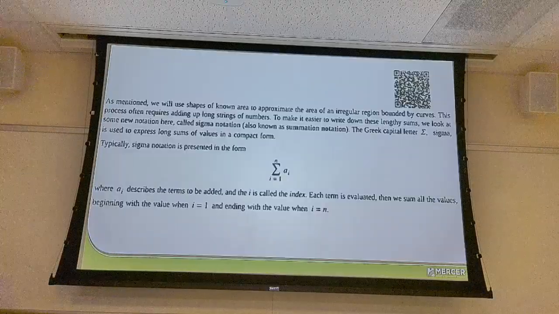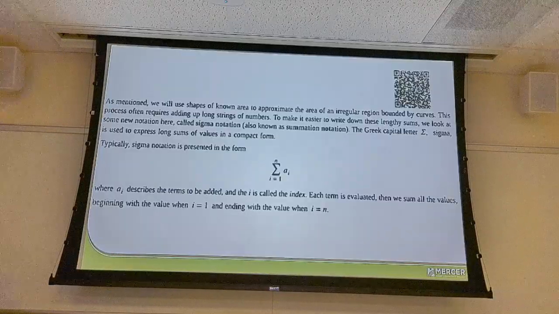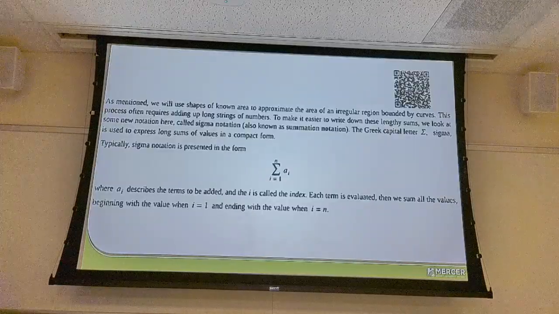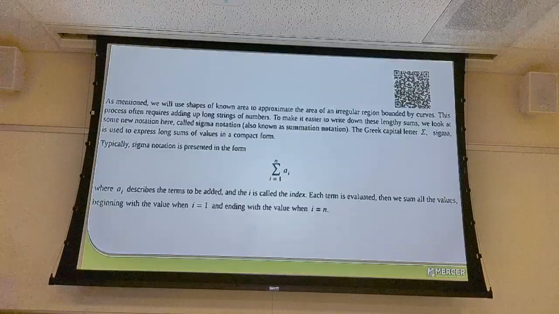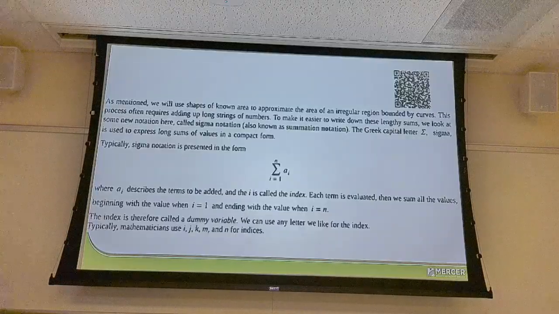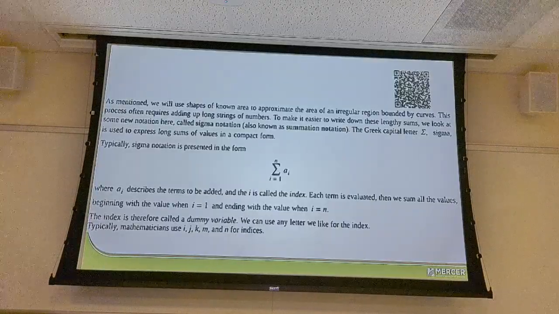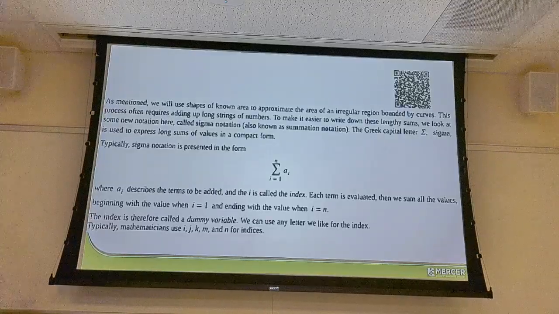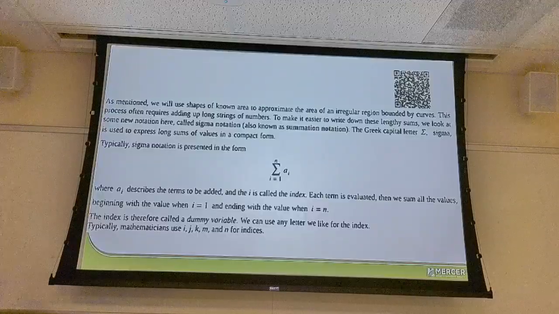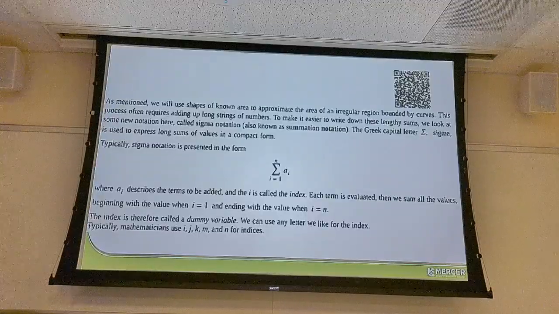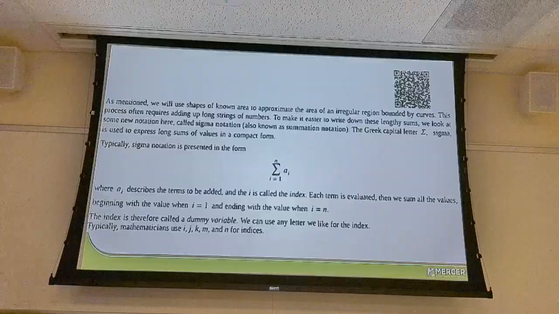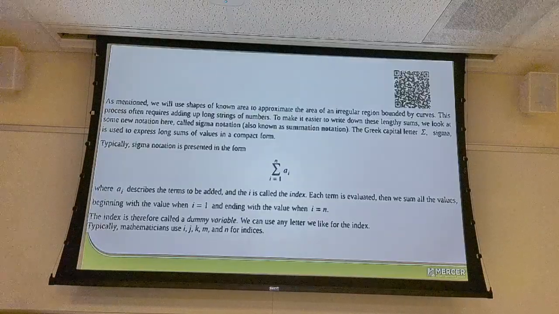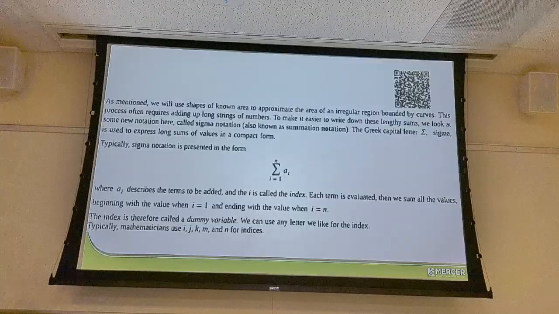Right? A sub i is the argument of the sum. It's the summand. The i is your index. The index is a dummy variable. We can use any letter for the index. i is just the most common one. The most commonly used indices are i, j, k, m, and n.